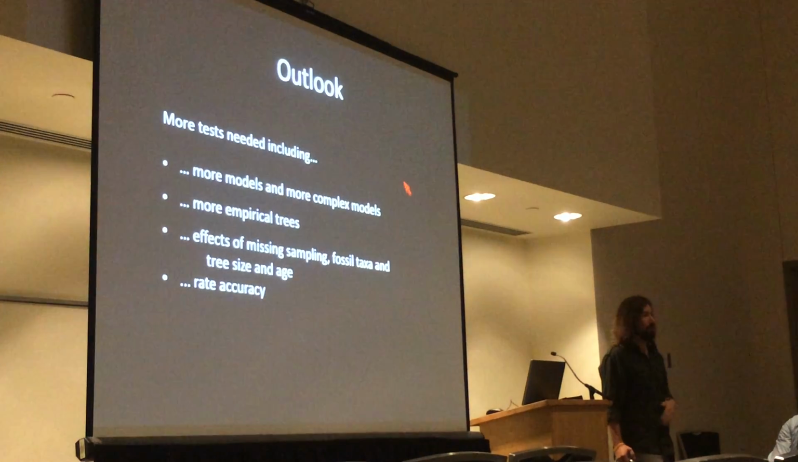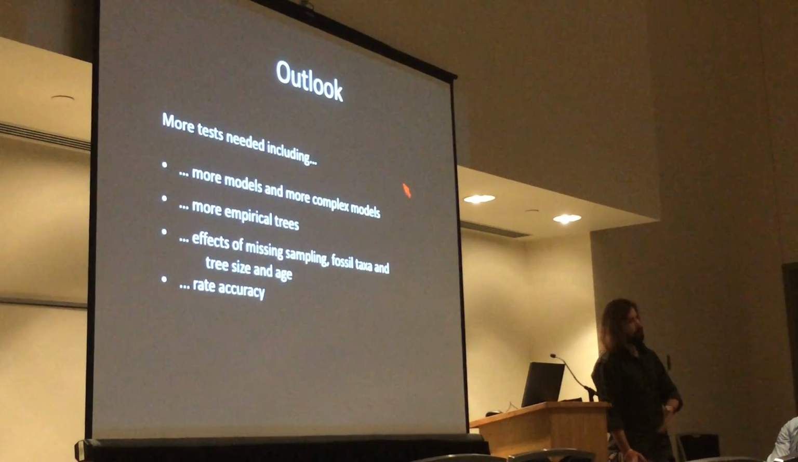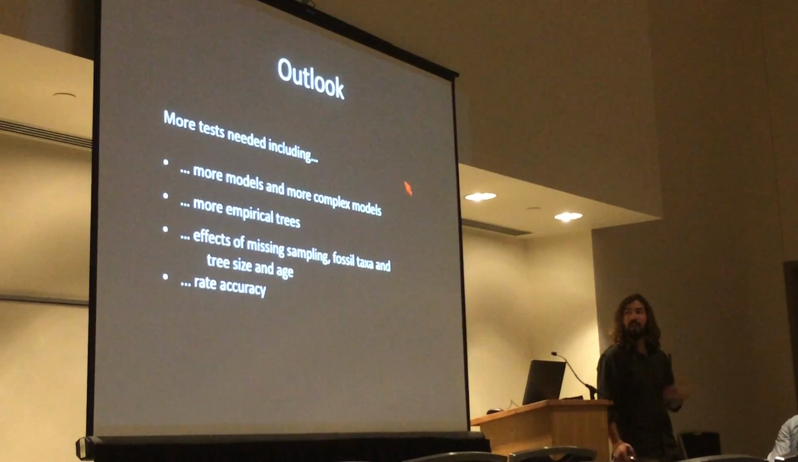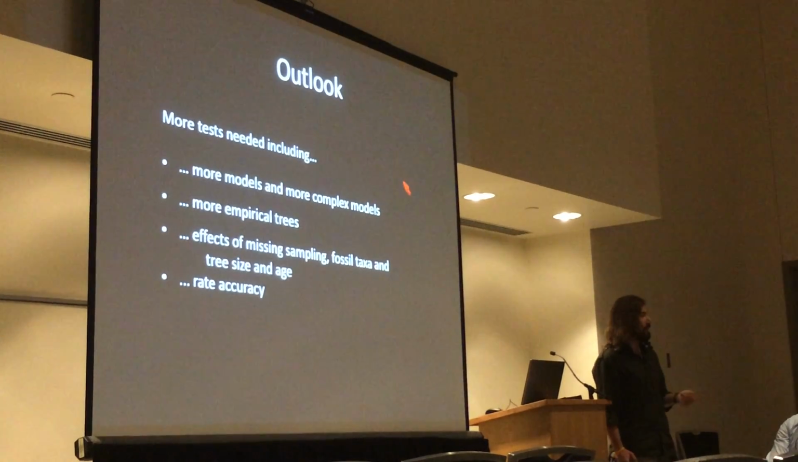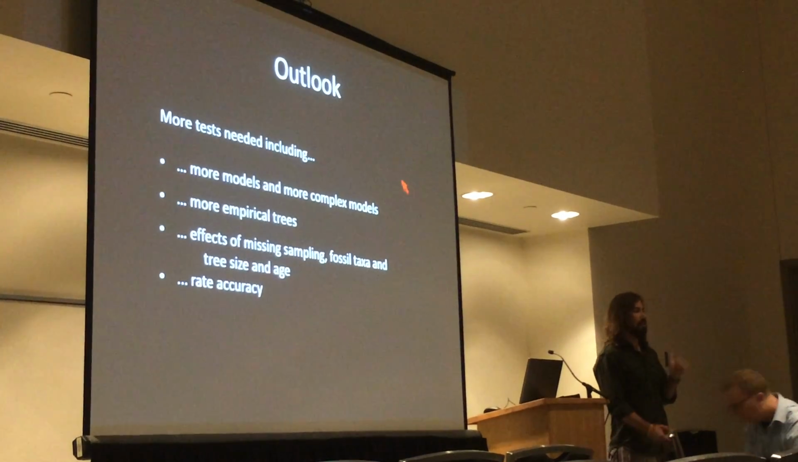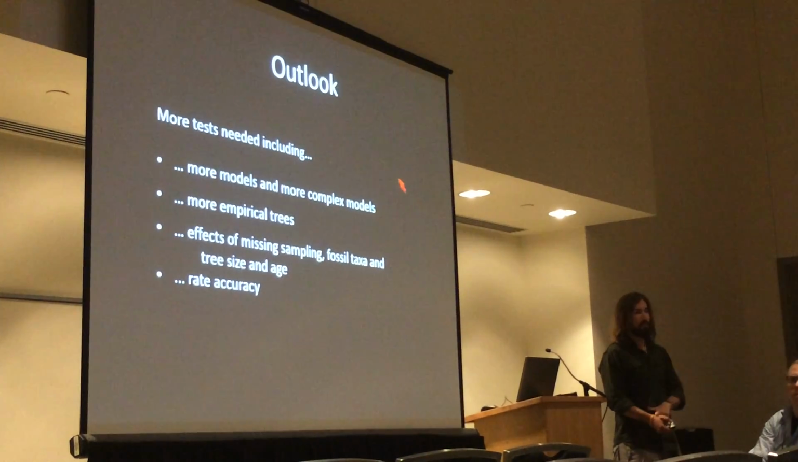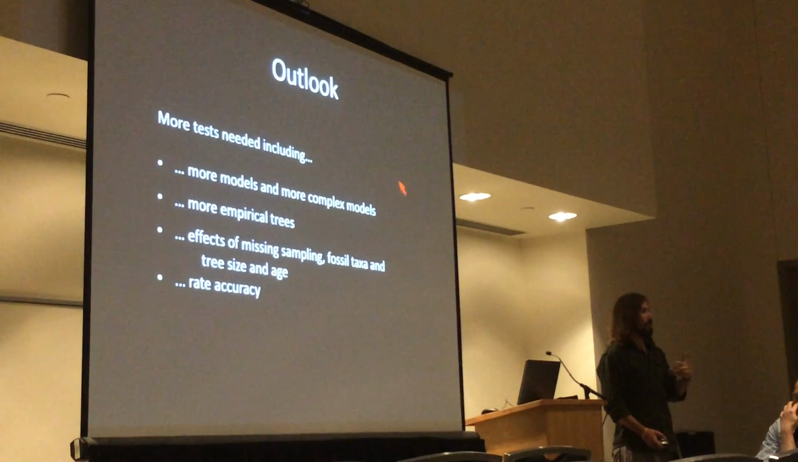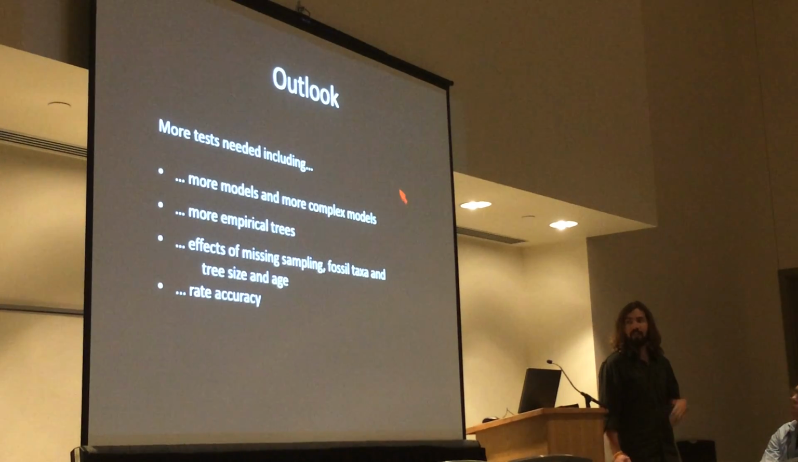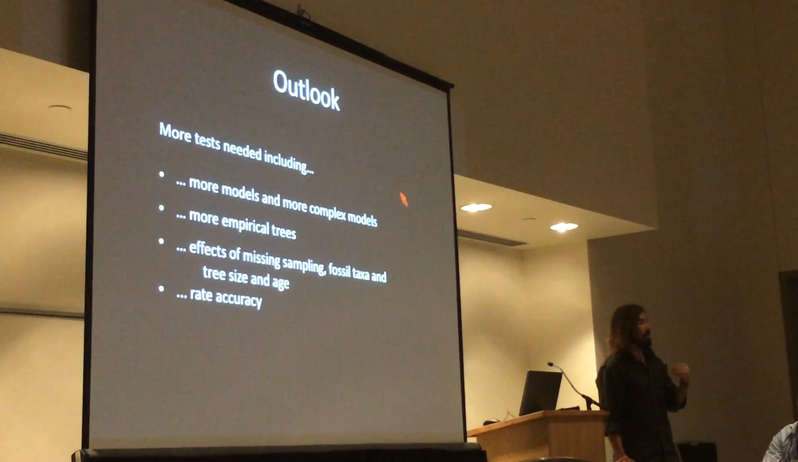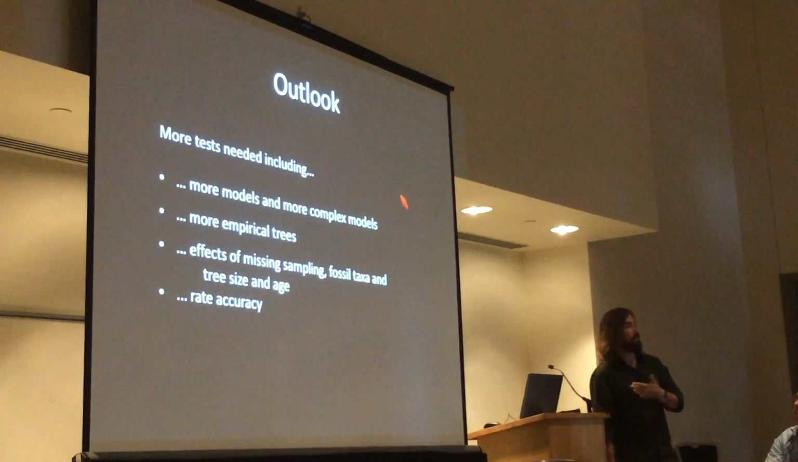From there, we would like to go ahead and include a lot more models, a lot more complex models, and more empirical trees, and also take things into account like fossils and incomplete sampling and different tree sizes and tree ages, because those things might be things that are behind the patterns that we see now.